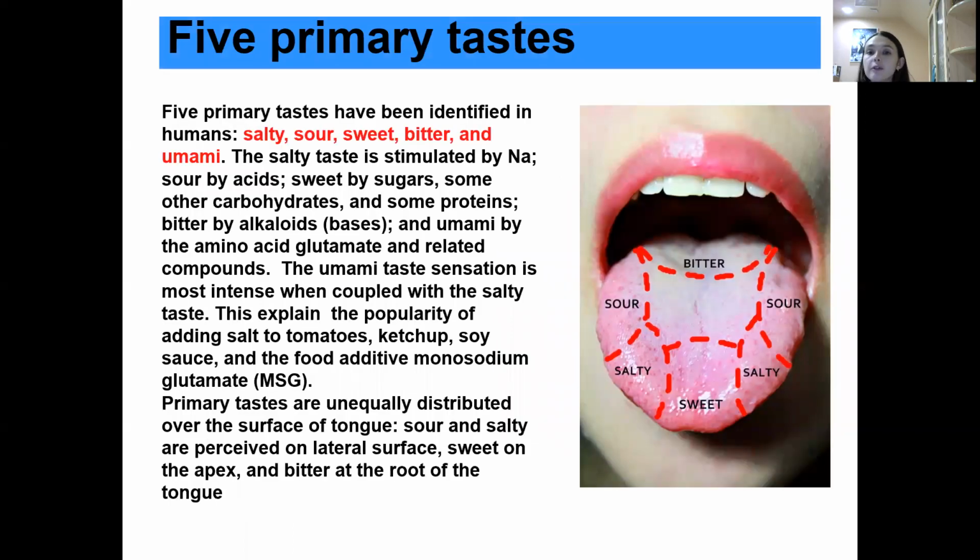So, what are the 5 primary tastes? They are salty, sour, sweet, bitter, and umami.